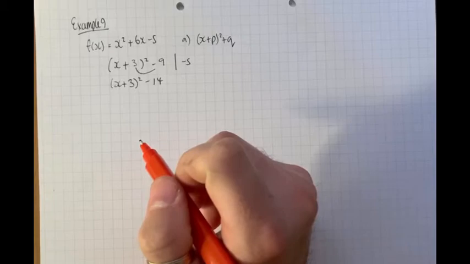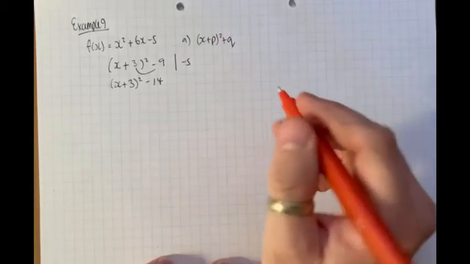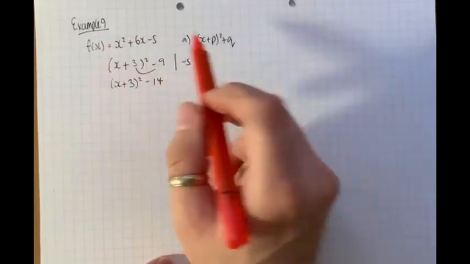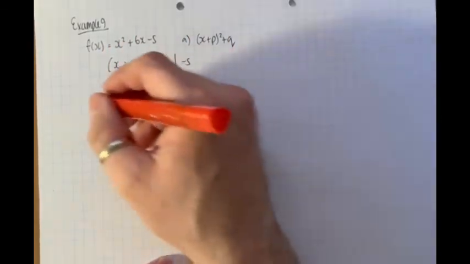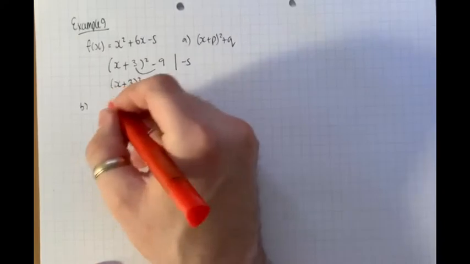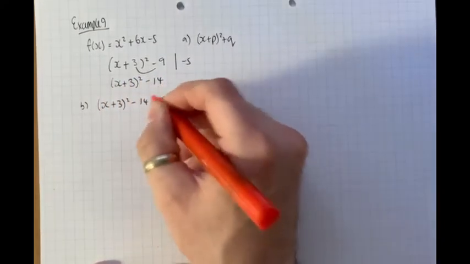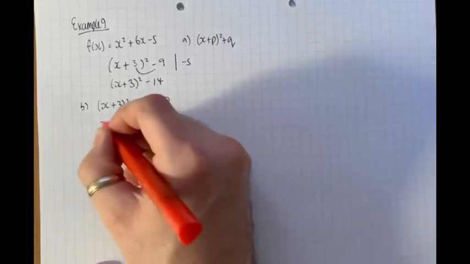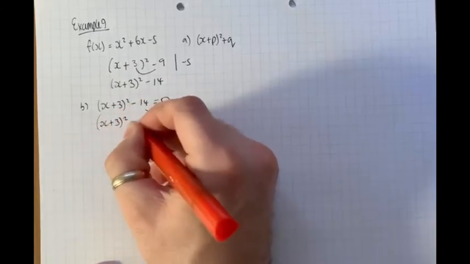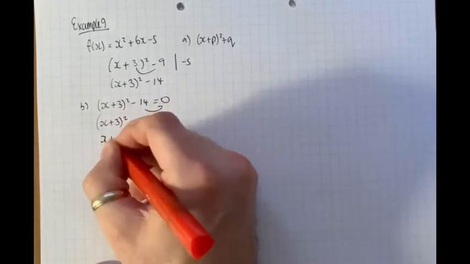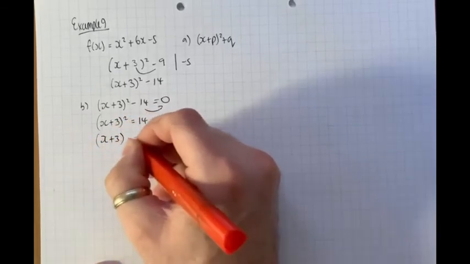We're then asked to find the roots. Now when it says to find the roots, it means find the solutions. It means set the function equal to 0 and solve it. So part B, we've already put it in completed square form. So bring the 14 across. Square root. I didn't need that bracket.